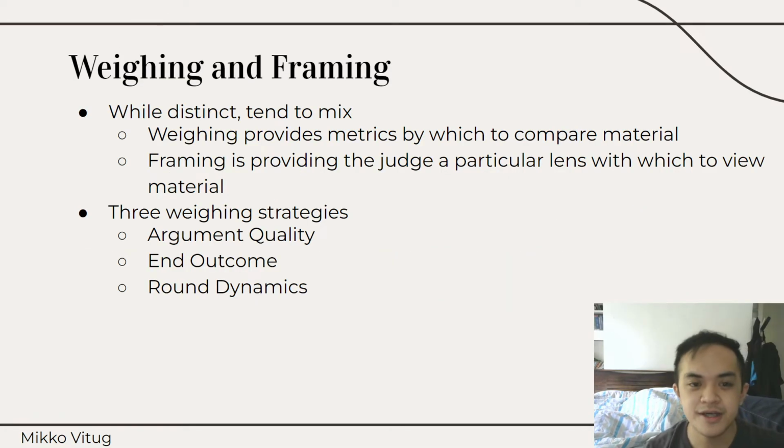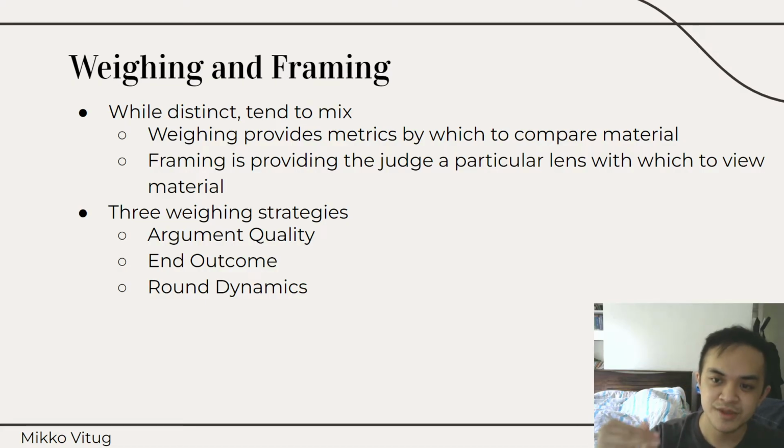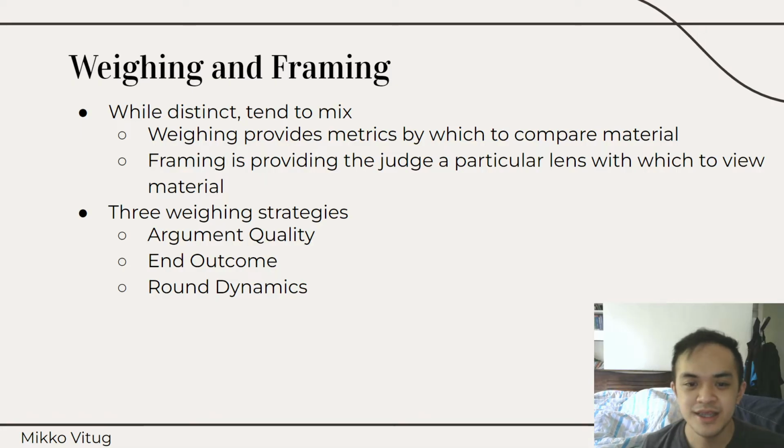So weighing and framing, I think these are two things that are very distinct, but they tend to mix. Because when you explain the framing for something, it could make it more important in the round, or a lot of people weigh material by framing. So what are they? Weighing is simply providing a metric for which to compare material. You're saying, here is a certain standard. If we do well on this standard, we win this, maybe this debate, this issue, etc. Whereas framing is simply telling the judge, here's a particular lens with which to view this material.